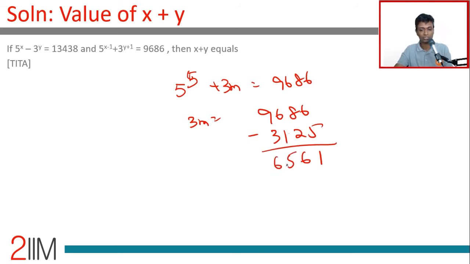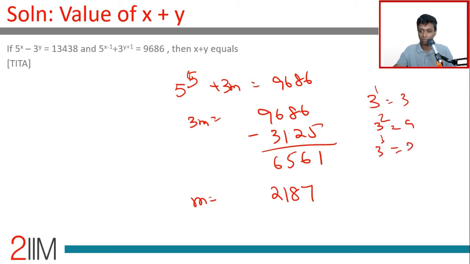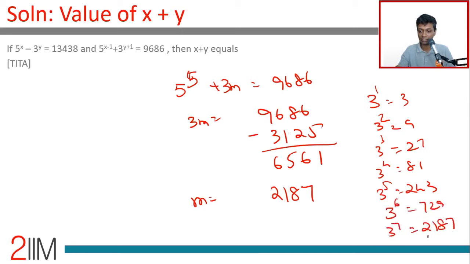9 minus 6. 6561 is 3m, or m equals, dividing this by 3, 2187. 3 power 1 is 3, 3 square is 9, 3 cube is 27, 3 power 4 is 81, 3 power 5 is 243, 3 power 6 is 729, 3 power 7 is 2187.